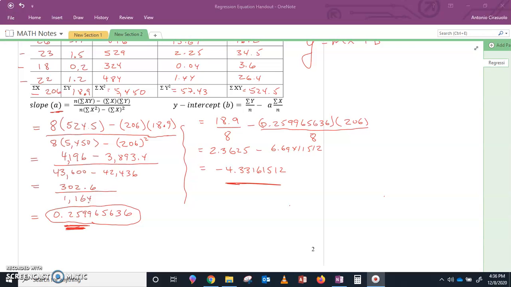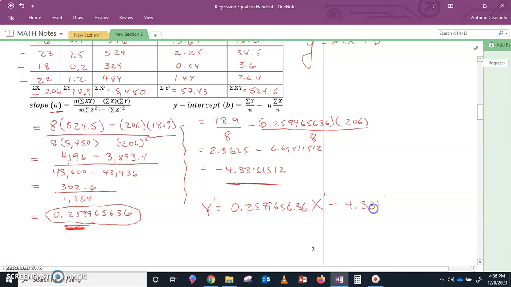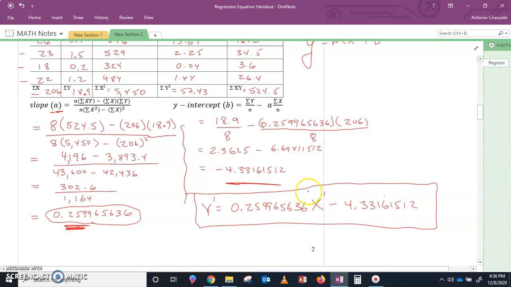So to answer the question, what is the regression equation? We have the following. Y prime is equal to the slope times the x value, x prime, minus 4.33161512. So there's the equation of the line of best fit through our data points.